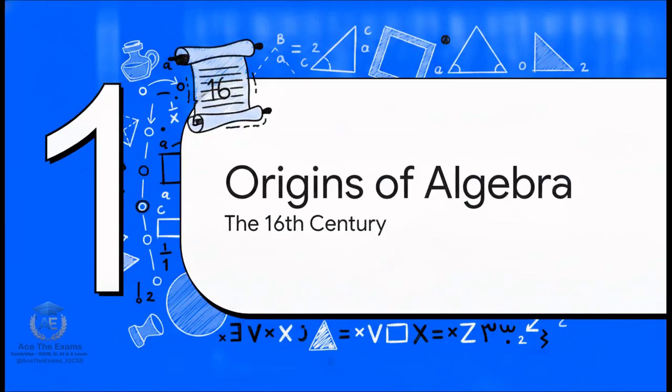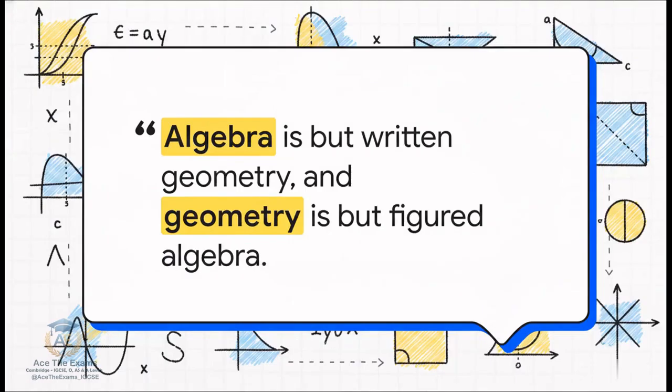Section 1. The origins of modern algebra. Let's see where this all actually started. Now, you might think this math has just been around since the dawn of time, but the modern way we write it is a relatively recent invention. We are going to anchor our entire strategy today on this absolutely brilliant quote by the 18th century mathematician Sophie Germain. She said, "Algebra is but written geometry, and geometry is but figured algebra."